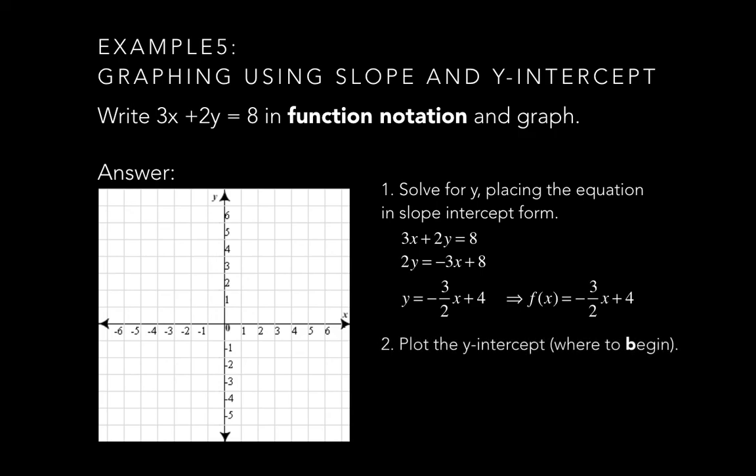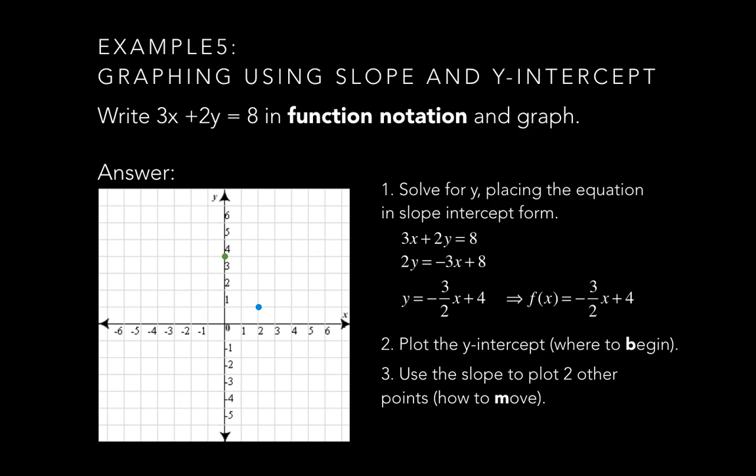Now let's graph. When graphing, you want to first figure out where do I begin. My b value is 4, so that's what I will plot on my y-axis. And then I will ask myself, how do I move from where I'm beginning? Well, that is my slope, my m. It would be down 3 over 2.